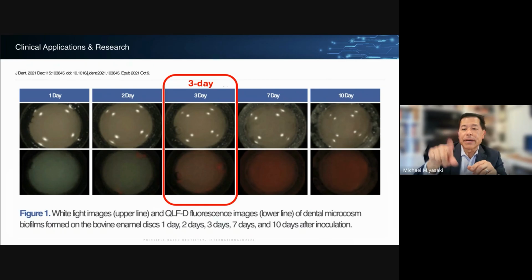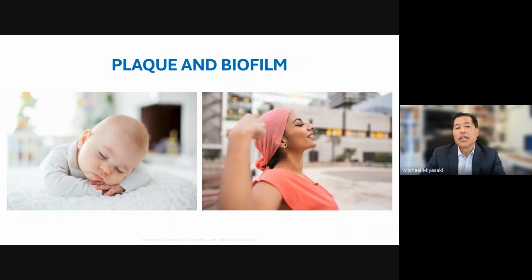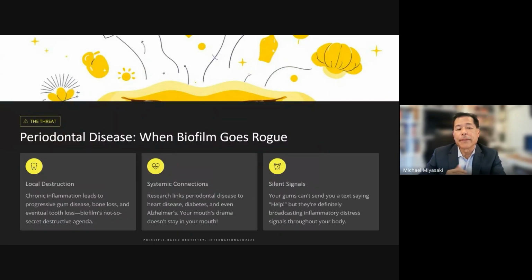And it wasn't until about day 3 that you start to see that red glow. So we know that early plaque isn't necessarily a problem, but when that turns into mature biofilm, that's where we have an issue. When something's young, it's not going to do a lot of harm. But as it matures, like biofilm becomes a more tight-knit community, it's going to be more pathogenic. And that's what we want to show our patients.